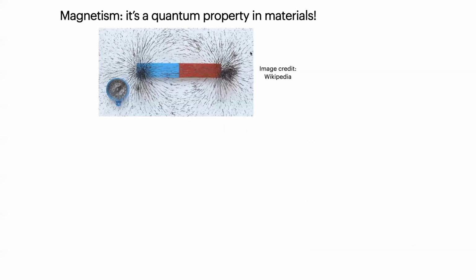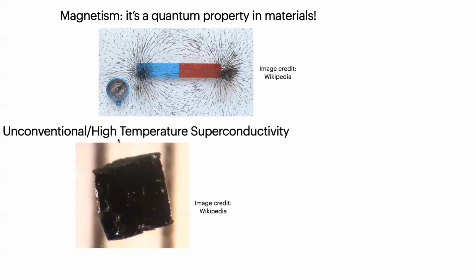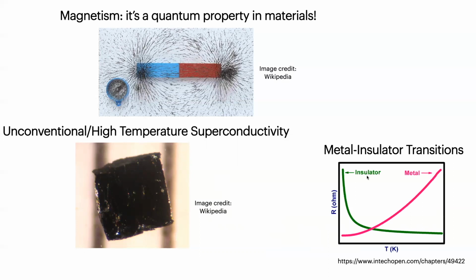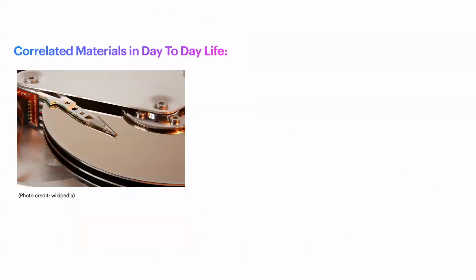Magnetism is a quantum property in materials, a correlated electron property, in particular in the usual ferromagnet. Unconventional or high temperature superconductivity, again, is a result of correlated electron physics, as well as many metal insulator transitions, so a material that transitions from a metallic to an insulating phase. And there can be other phenomena as well as combinations of the above.